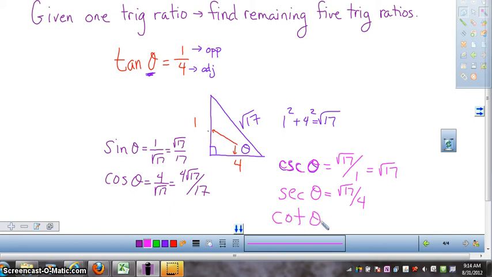It's the reciprocal of cosine. Cotangent. We probably could have gotten the cotangent without even drawing the triangle. Because if I look at tangent and I flip it around, it's going to be 4 over 1. That's the reciprocal. These two are reciprocals. That's your learning target. Given one trig ratio, find the other 5 by drawing a triangle. I'm going to work with algebra.